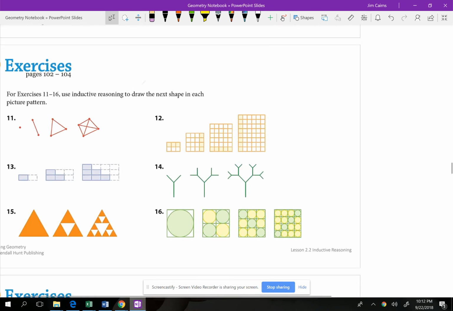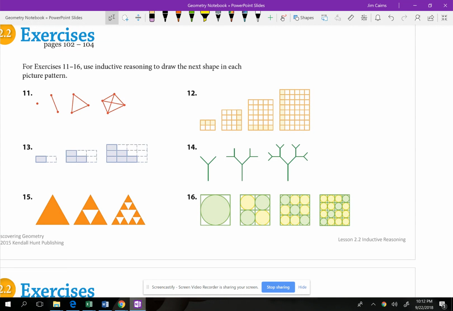Next is 11 and 12. For each exercise, use inductive reasoning to draw the next shape. A dot, a line segment, a triangle, a quadrilateral with 2 diagonals. What could the next shape be? 1, 2, 3, 4. Well, probably 5 dots, right? Because 1 dot, 2 dots, 3 dots, 4 dots, and the dots are connected. So a pentagon. It looks like the diagonals are drawn too. So let's draw all the diagonals. There's a possible one. This one, 3, 4, 5.